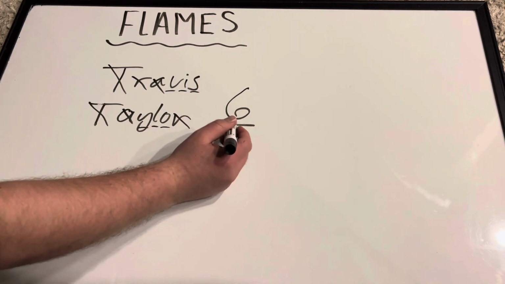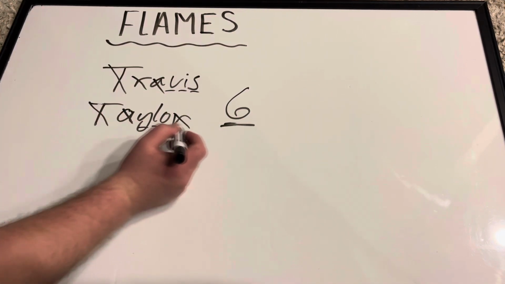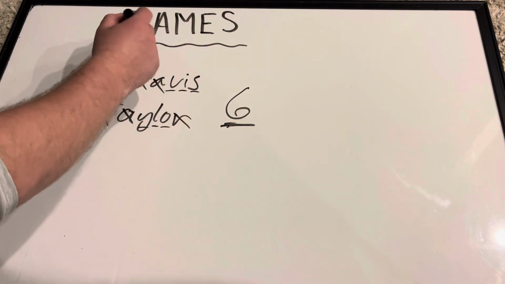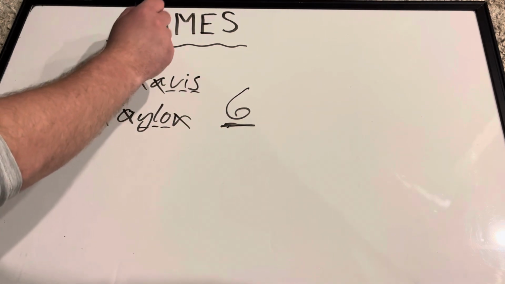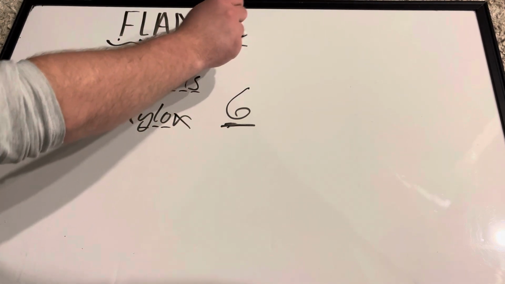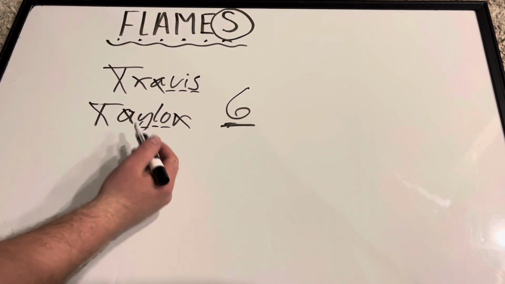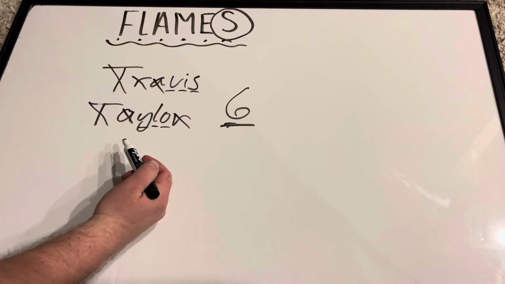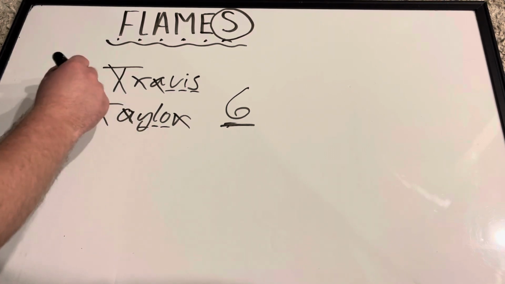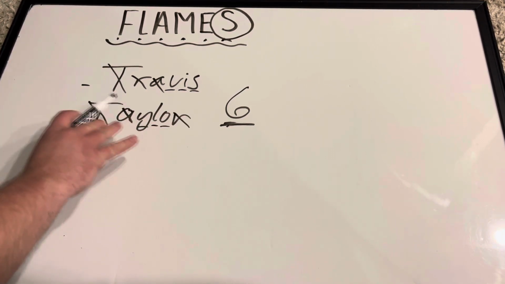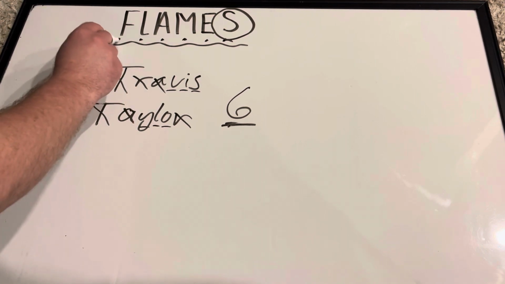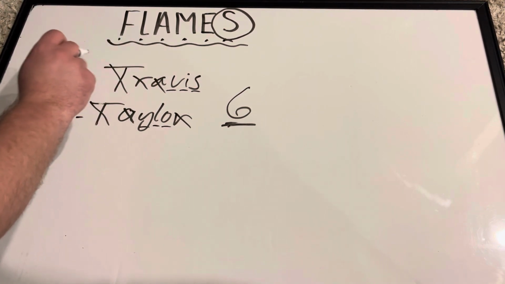Okay, so let's see what's gonna happen between Travis and Taylor. Six letters, 1, 2, 3, 4, 5, 6. They're gonna be siblings. Maybe our parents adopt her or something. Anyway, so you can try it with different people, different names, to try to predict what's gonna happen in your future with them.